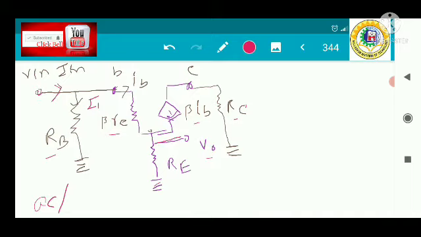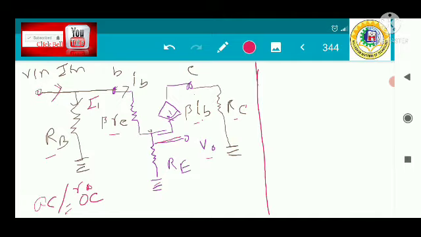Here we have made another assumption that R0 is not taken into consideration, because R0 is very high, so R0 is actually made open circuited. So I am not drawing the R0 across this. Okay, so this is all about the AC equivalent circuit.